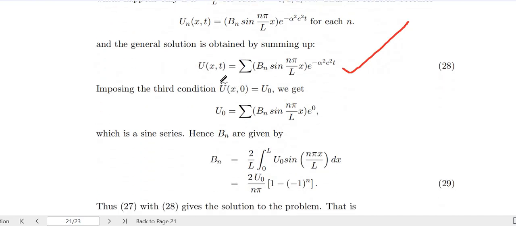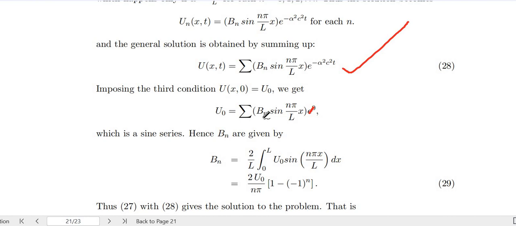So you substitute t equal to 0 and take u(x,0) as U naught. So U naught is equal to sigma Bn sin(n pi x by L) into e raised to the t equal to 0, right? So e raised to 0, that means this is equal to 1. So what you get is U naught is equal to sigma n equal to 0 to infinity Bn sin(n pi x by L), which, when you write a function f of x equal to sigma n equal to 0 to infinity Bn sin(n pi x by L), means it is the Fourier sine series, half range sine series of the function f of x. Here f of x is U naught.